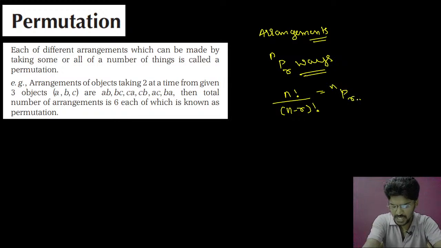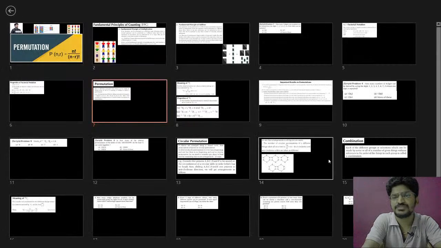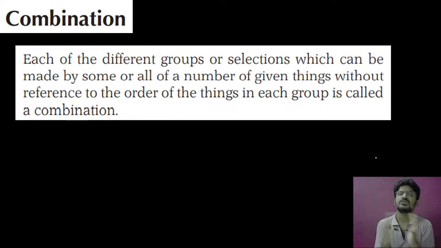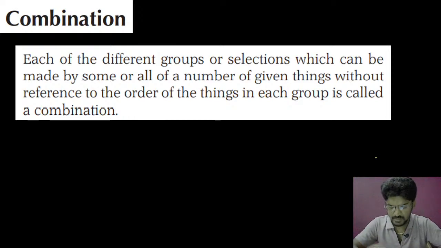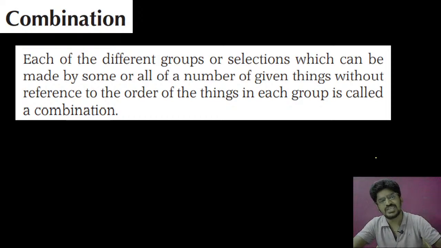Okay, so why I have asked this is that now I am going for combination. In combination, what we do is we just select. We are not bothered about the arrangements. Please remember, we are not worried about the arrangements in combination. We are just going to select them, that's all. So permutation is arrangement, combination is selection.